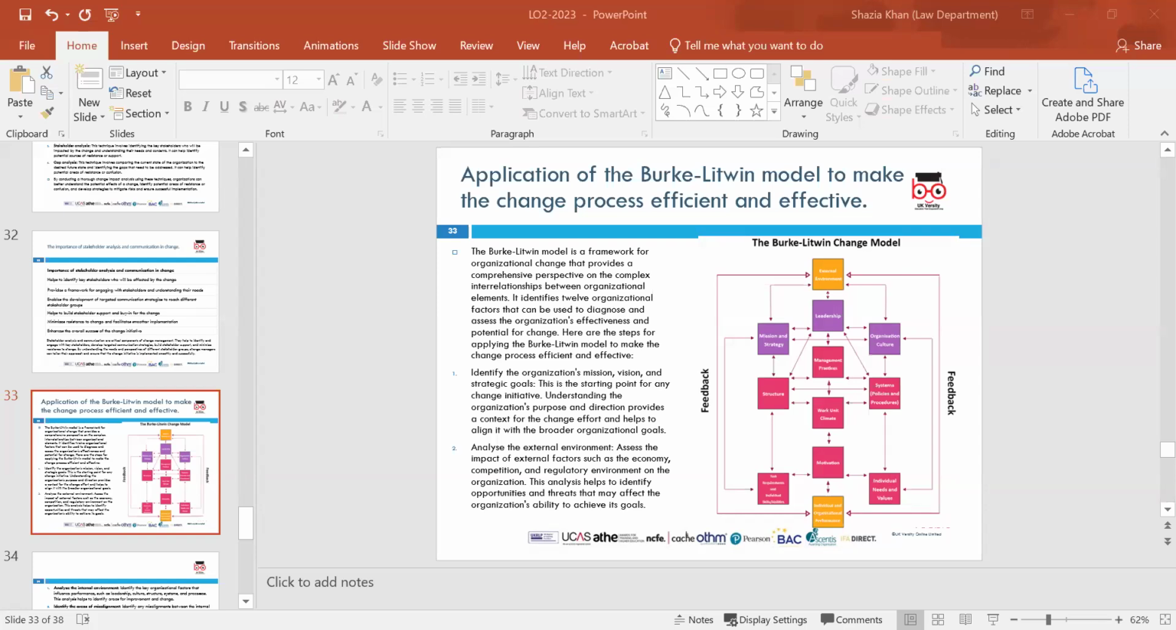And the model is an example of open systems theory, which suggests any sort of change coming from external factors as well.